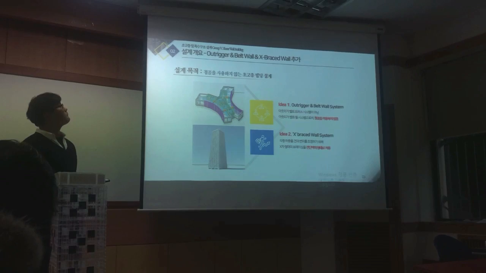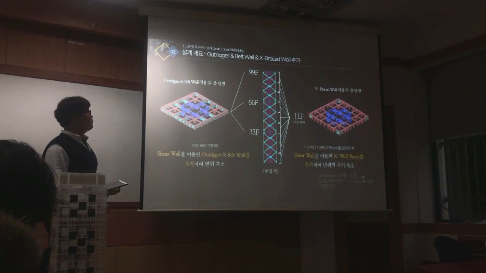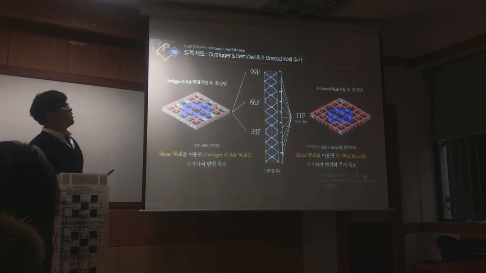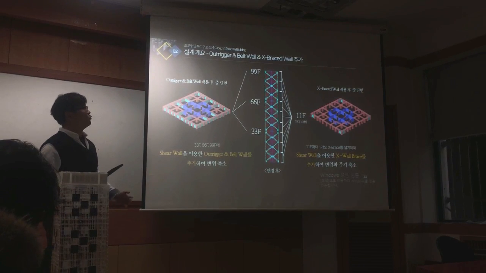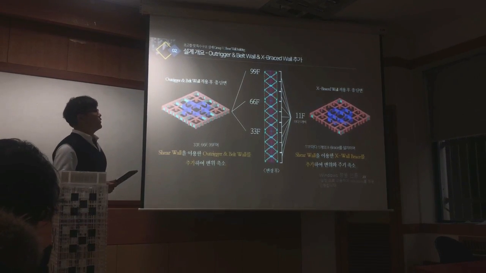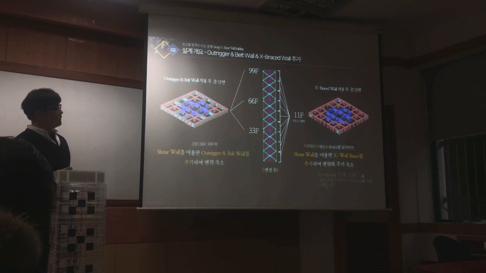So next, please. So those are results. So this is a combination of outrigger and belt wall plus X-shaped brace wall. So we got, next please.